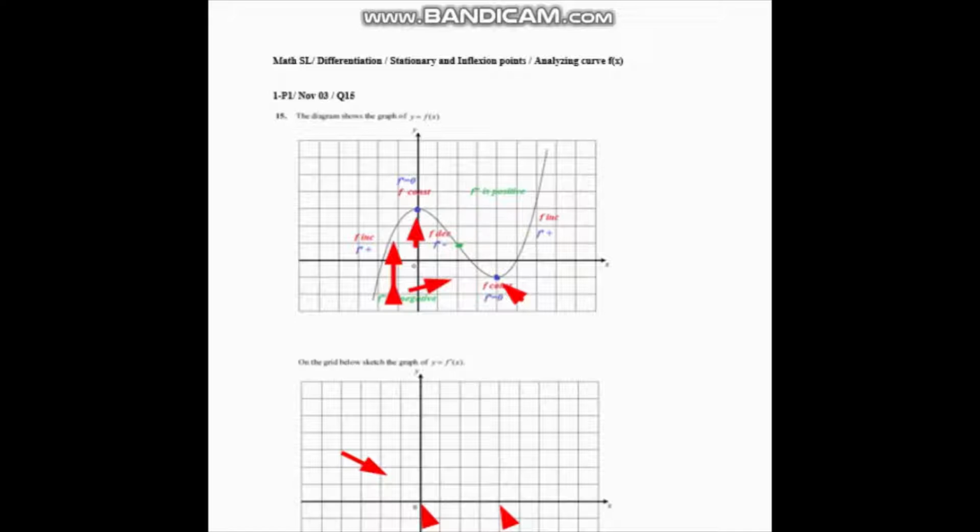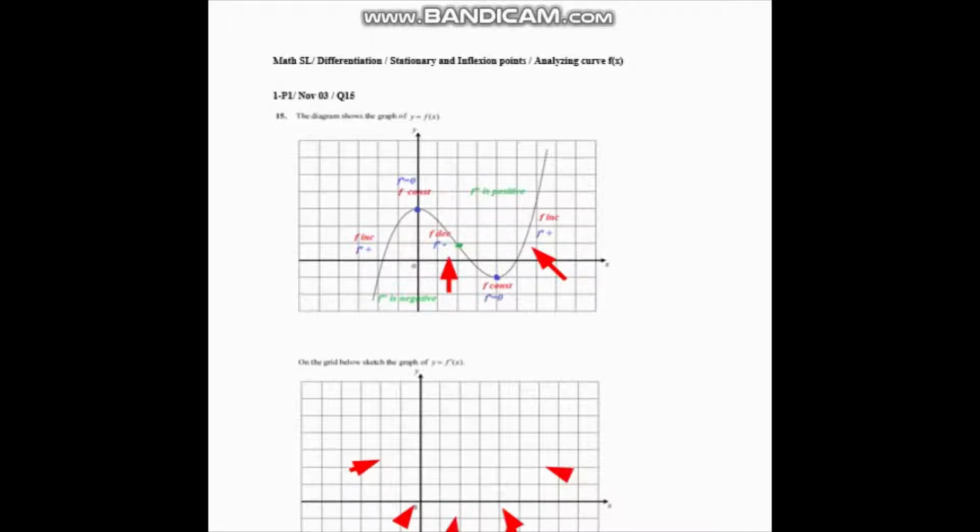Then between the two turning points, so in this section right there, f dash is negative. So between my two turning points, which are there and there, we know that f dash in this region is negative. Right there, I'm going to be negative. And then after my second turning point, f dash is positive. So in this region, f dash will be positive. And f dash, as we said before here, is positive.